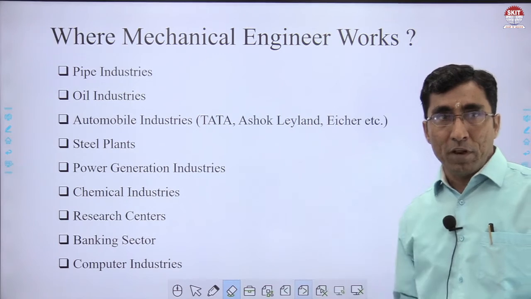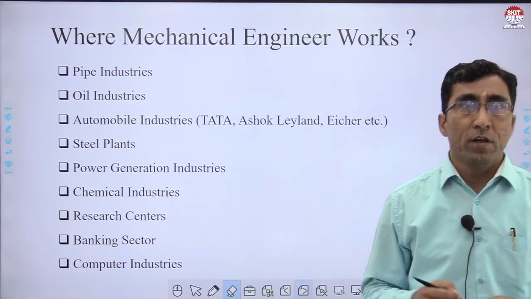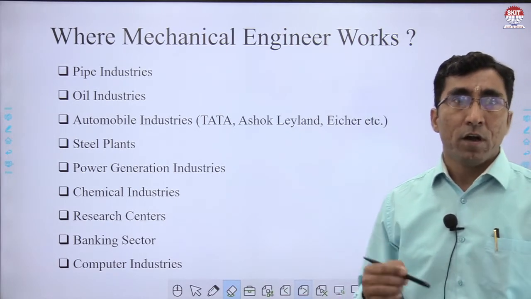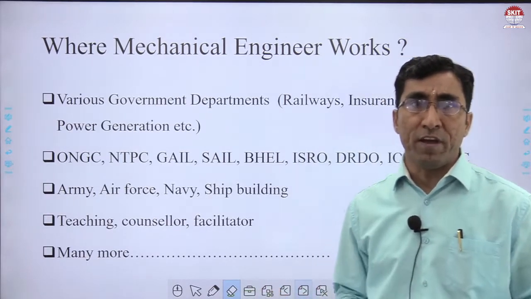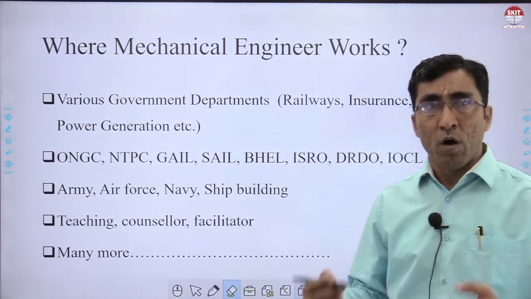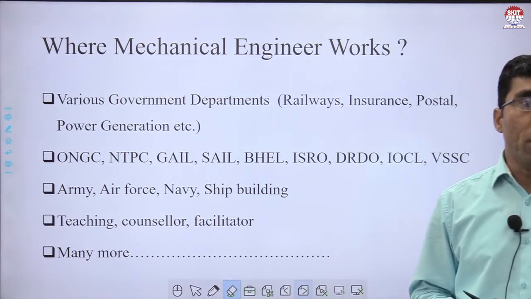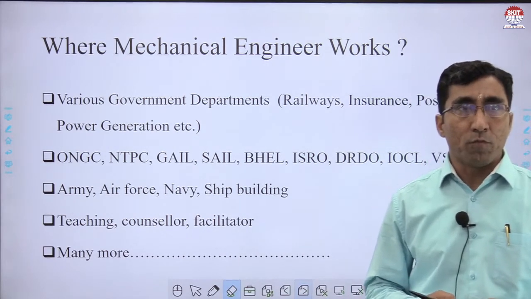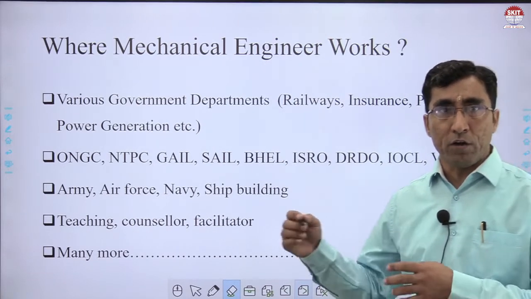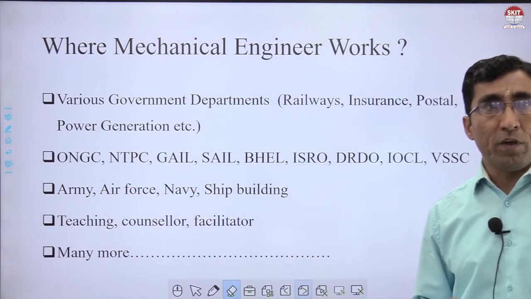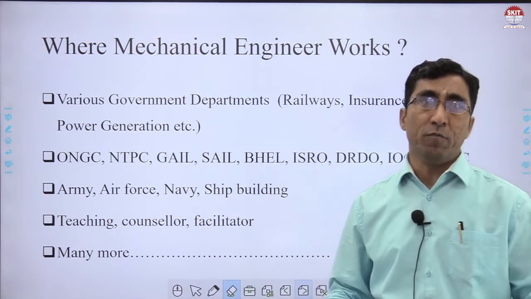There are some names also. Steel plants, power generation industry, chemical industry, research center, banking sector, computer industry, various government departments, railway, infrastructure, insurance, port, postal, power generation, and there are some other well-known names of Mini Ratna or some good government organizations like ONGC, NTPC, GAIL, SAIL, BAIL, ISRO, DRDO, IOCL, and many more. Army, Air Force, Navy, shipbuilding, teaching, counseling, facilitating, and many more.